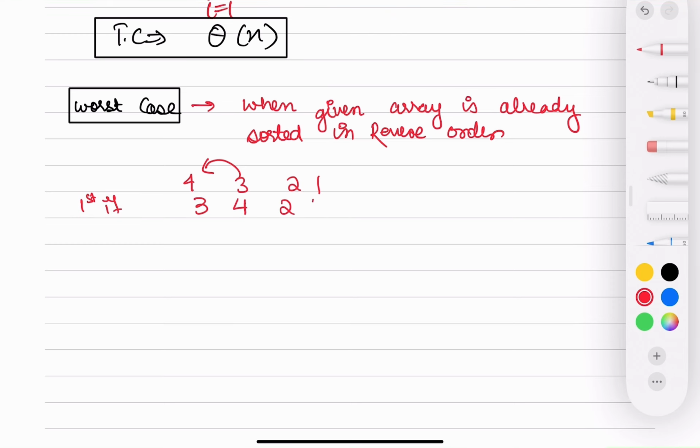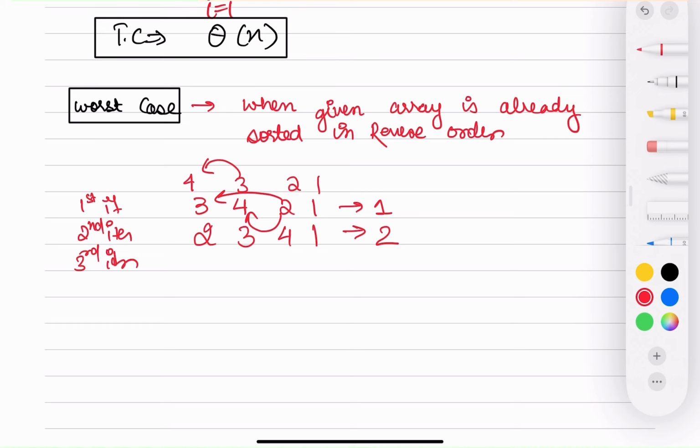In the second iteration, 2 with 4. Yes, so 4 will come here. 2 with 3. Yes, 3 will come here and 2 will come here. So how many comparisons did I make? 2. 2 with 4 and 2 with 3.